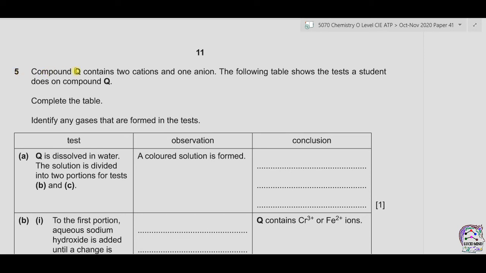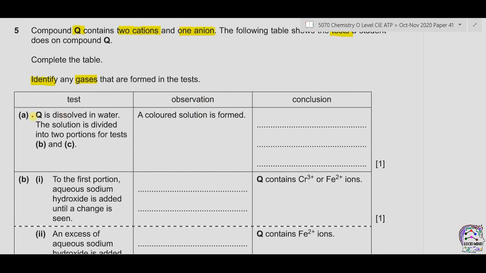Question number 5. Compound Q contains 2 cations and 1 anion. The following table shows the tests a student does on compound Q. Complete the table. Identify any gases that are formed in the tests. So you have to complete the empty spaces and identify the gases if any is formed. Test A. Q is dissolved in water. The solution is divided into 2 portions for tests B and C. And the observation is that a colored solution is formed.